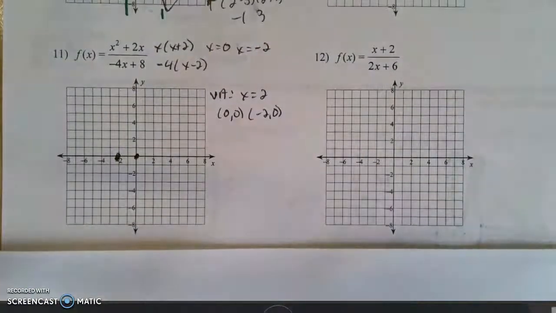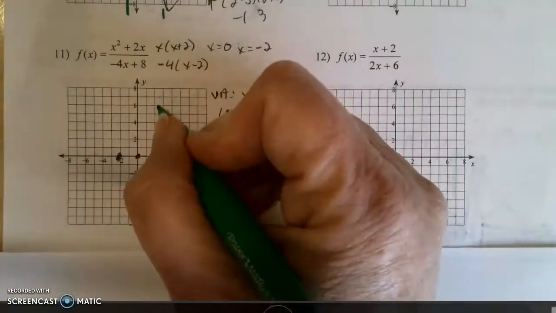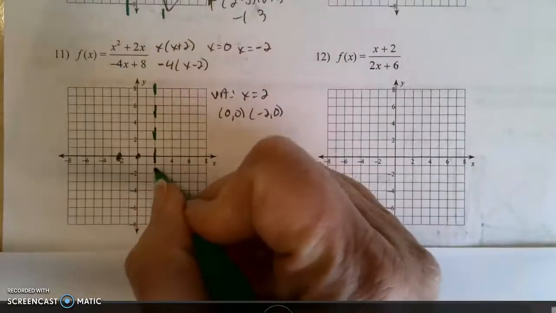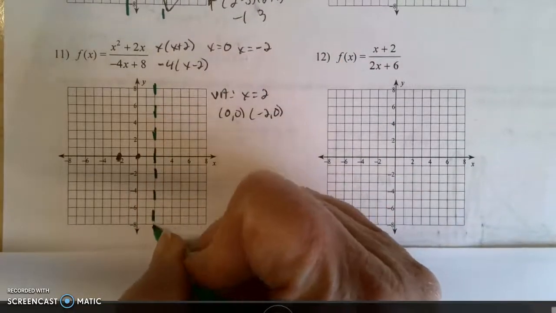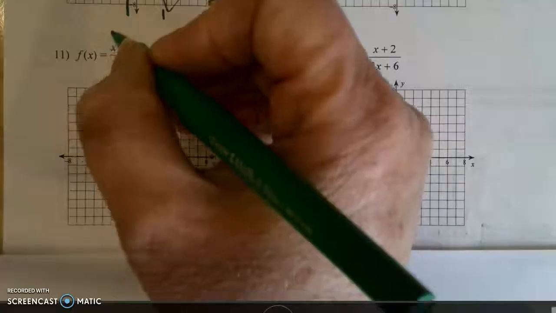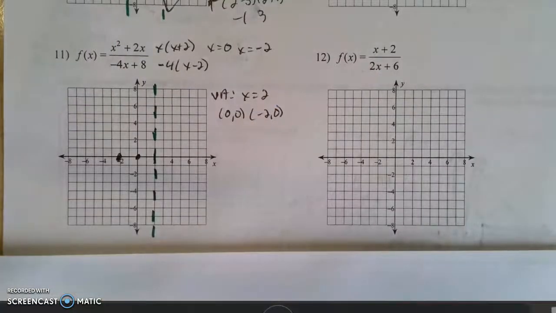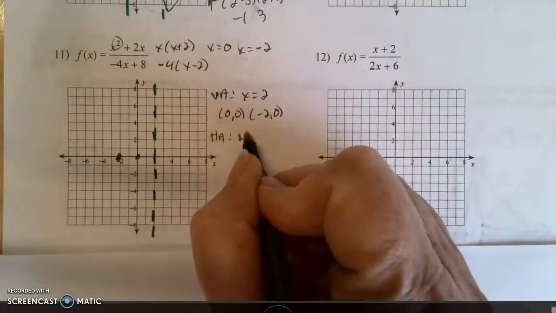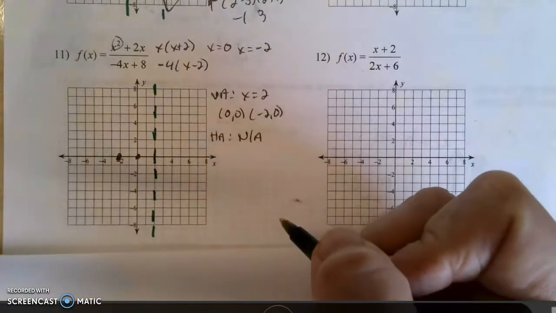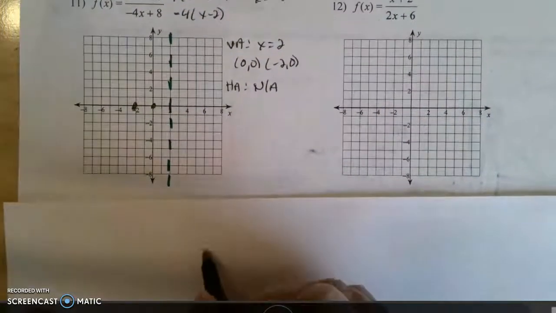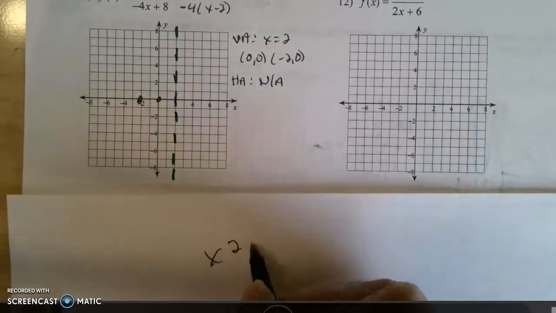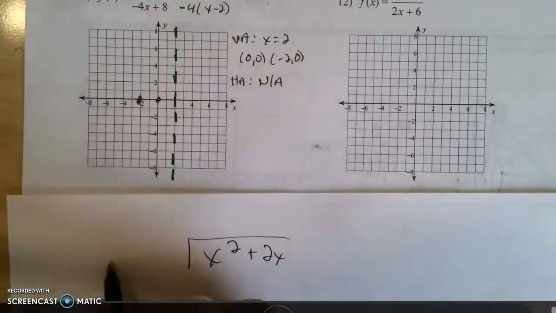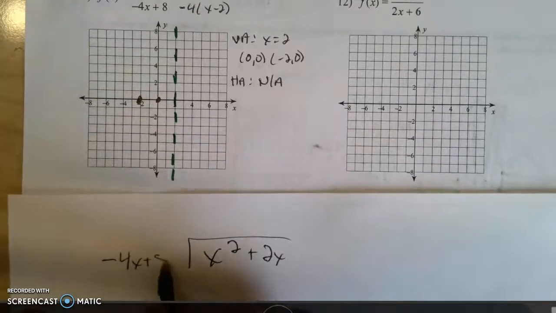Oh, I should be using a different color. Okay, my power is bigger in the numerator, so I do not have a horizontal asymptote, so I'm going to divide. So I've got x squared plus 2x, and I'm going to divide it by -4x plus 8.